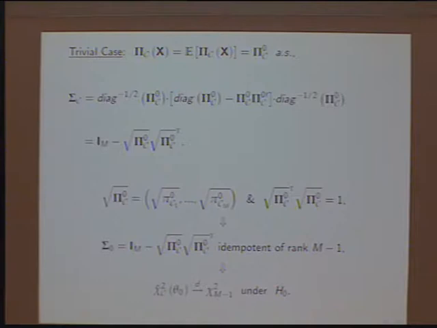Then we have that this matrix is equal to this, that is, here I have a marginal, and here I have a marginal, before I had the expectation of the conditional here. Then this is equal to the identity matrix minus this square root times this square root. This square root is just the vector of square roots of the probabilities, like in the classical case. And this transpose times this is equal to 1. Then at the end of the day, this sigma C is the identity matrix minus this, which is an idempotent matrix of rank n minus 1. Because it's easy to see that the trace of this matrix is just n minus 1. Okay? Then this is the classical case. This is not interesting at all.